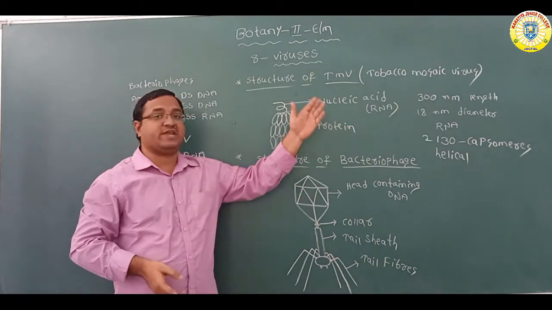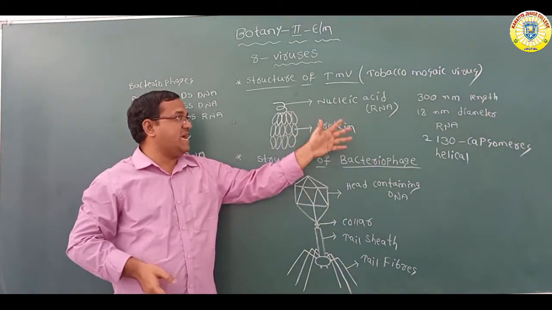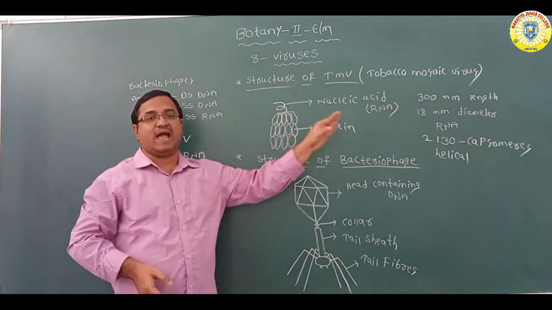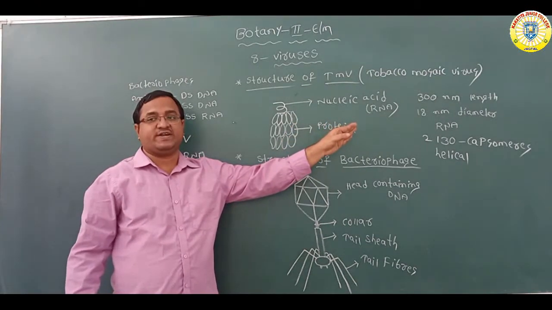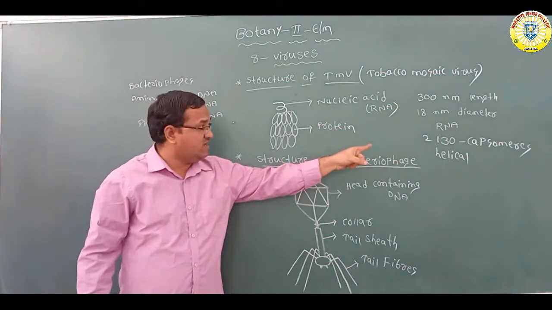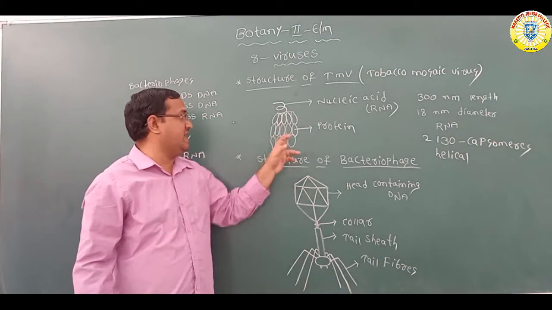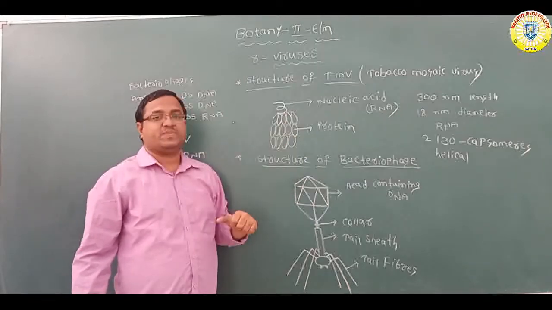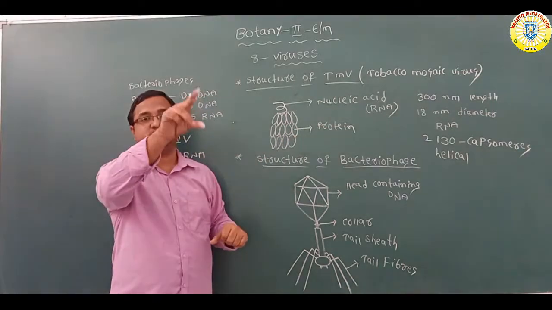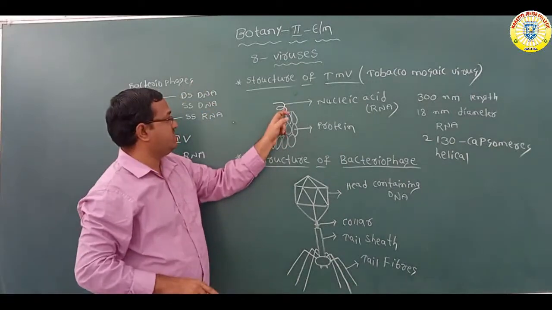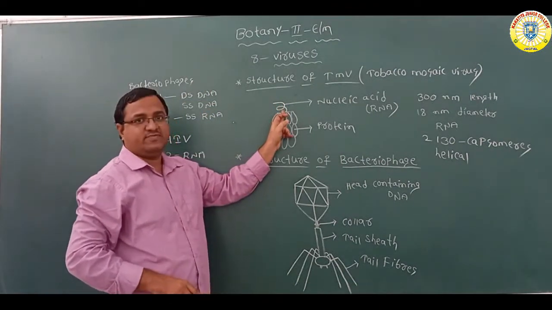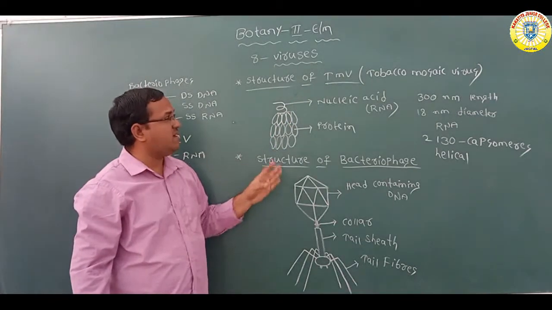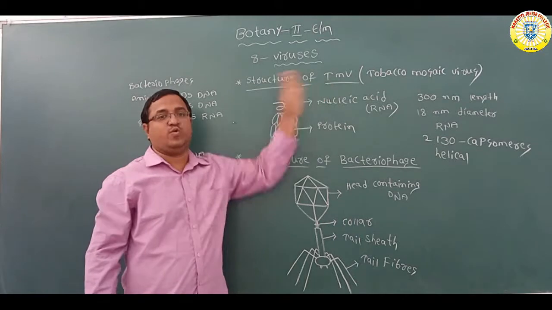Okay, the length is 300 nanometers, diameter is 18 nanometers, which contain a protein sheath, the capsid. The capsid is made up of 2130 protein subunits called capsomeres, which are arranged in a helical manner, and they contain the nucleic acid, only RNA, which is arranged in a spiral, spring-like manner. This is the RNA. So this is about the structure of tobacco mosaic virus, which is called TMV.